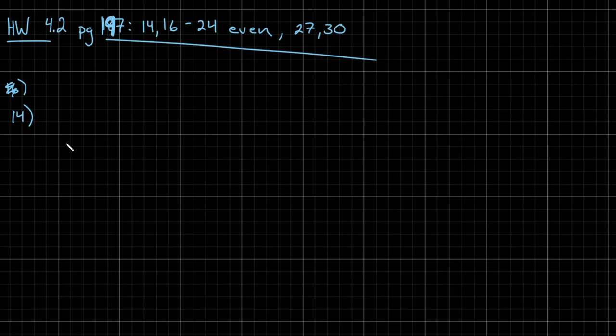All right. Let's check out 14. On 14, we are trying to find and write it in that form, but we're going to do a different approach. On 14, we have 2x over x plus 4.